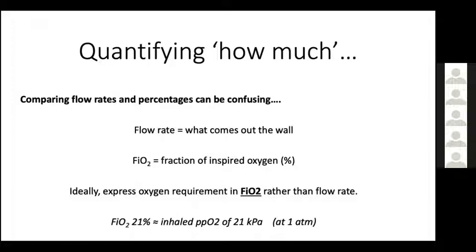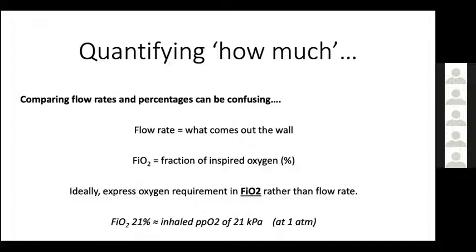Ideally, what we should do is express that oxygen requirement with the FiO2 rather than the flow rate wherever possible, and I'll quickly talk about why in a minute. FiO2 is really useful because we can use that when we're then interpreting something like an arterial blood gas. And while the FiO2 is a percentage, conveniently we can very easily convert that into a partial pressure.